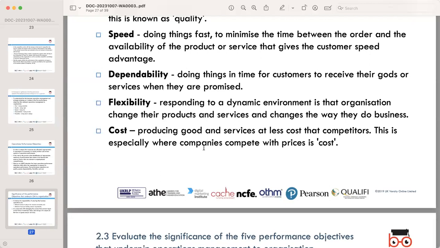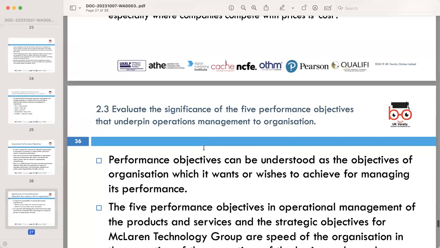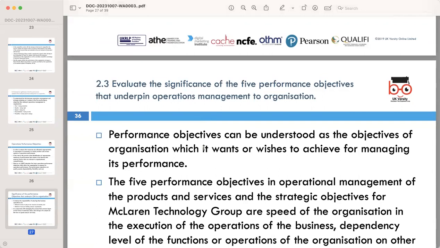So while still maintaining the level of quality, speed, dependability, and flexibility that their customers demand. Performance objectives can be understood as the objectives of an organization, which it wishes to achieve for managing its performance.